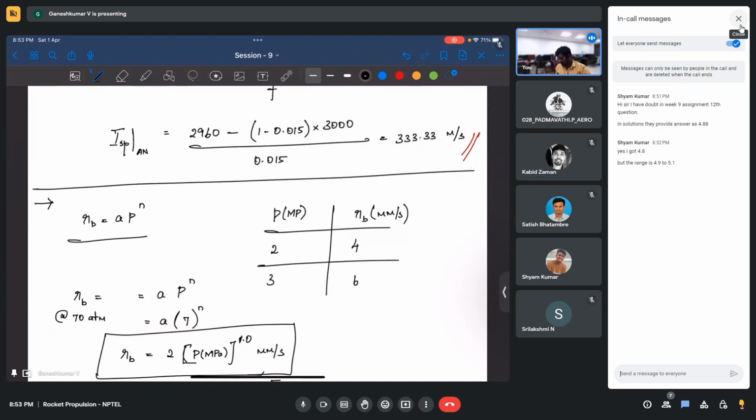It depends on how characteristic time is defined.